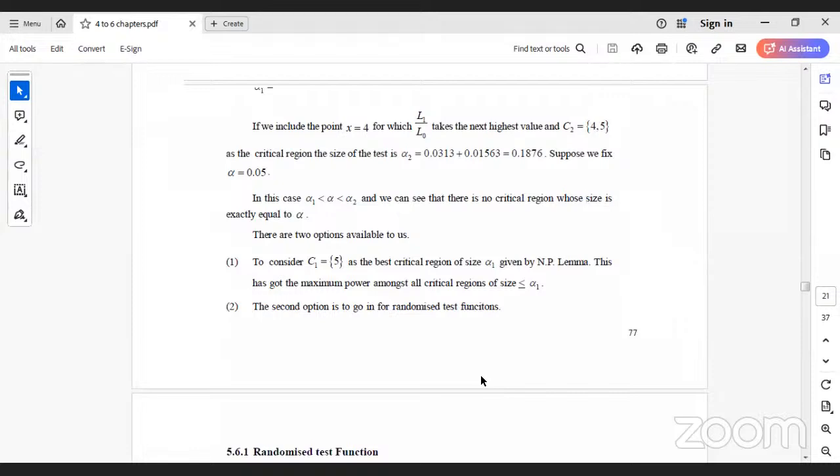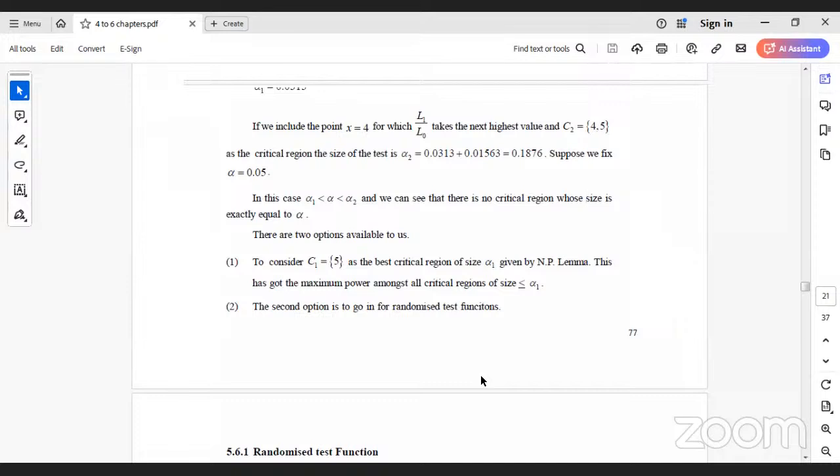In this case, alpha 1 is less than alpha, which is less than alpha 2. We can see all these critical regions whose size is exactly equal to alpha. There are two options available to us. We can consider C1 as the best critical region of size alpha 1 given by the NP lemma. This has the maximum power amongst all critical regions of size less than or equal to alpha 1.